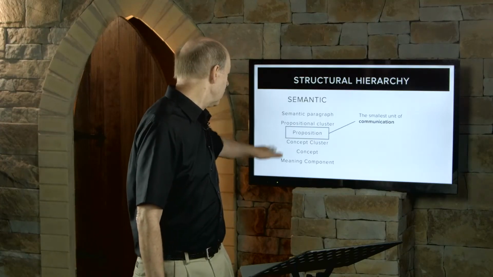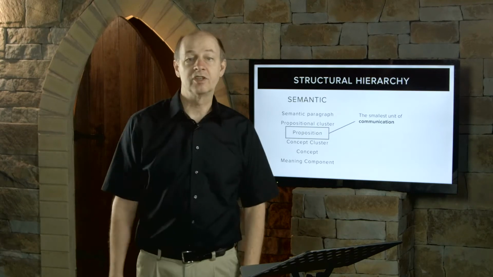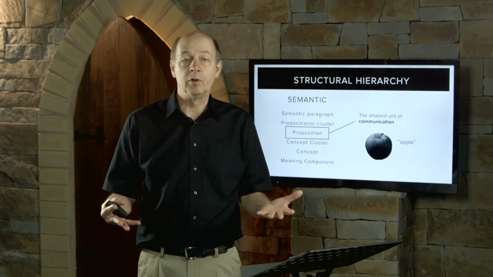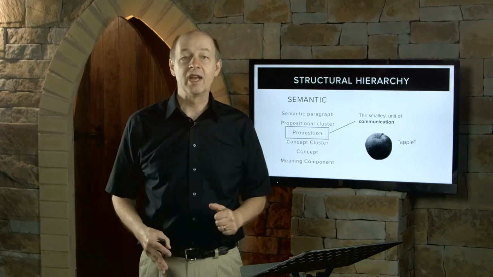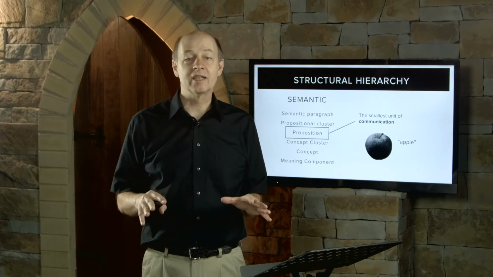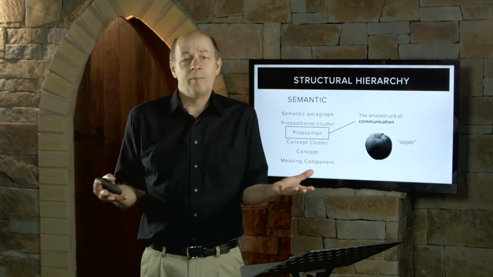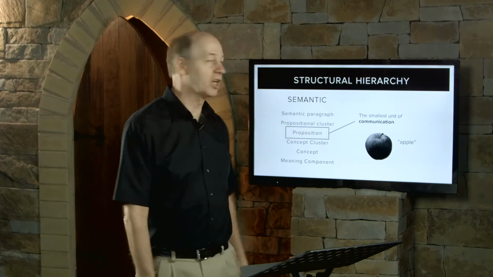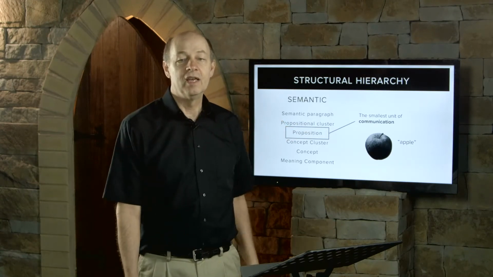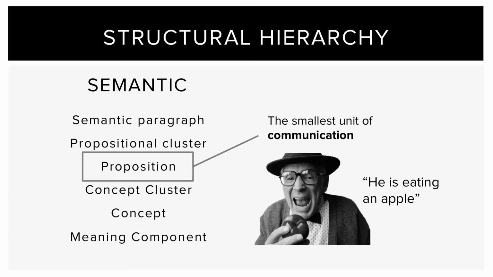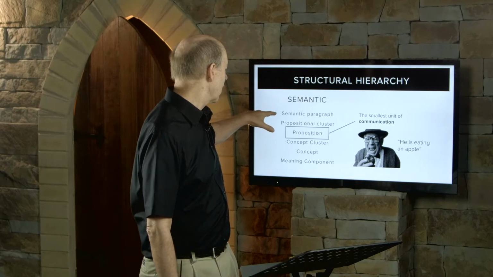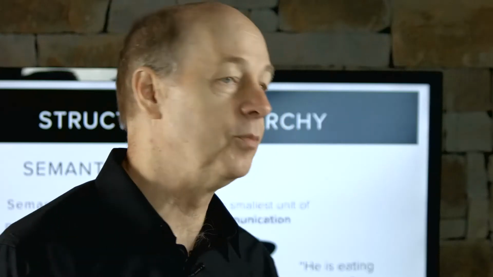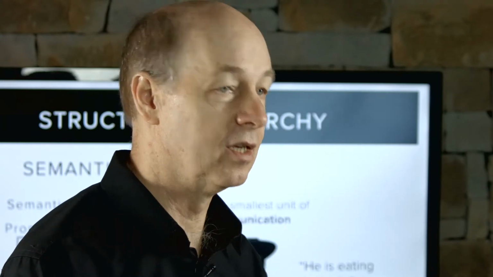There is meaning on the very lowest level. For example, if I go down to the concept level, I could say apple. And of course, you know what apple means, but with no context at all, you might say, apple what? What do you mean, apple? There is no communication. There is meaning, but no real communication without a context. But if instead I say he is eating an apple, now that is a proposition. So we have not only meaning, but we actually have communication. So this is why we say the proposition level is the smallest unit of communication in the semantic structural hierarchy.